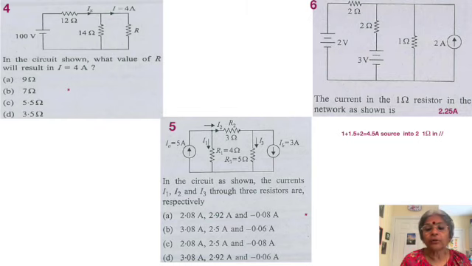Problem number 6. The current in the 1 ohm resistor, the network is shown. So we have a 2 volt source and a 2 ohm resistor. What do we immediately recall? We see that it is equivalent to a 1 ampere source with a 2 ohm resistor connected in parallel. Why do we go for that? Because we see all 2 ohms there. So now we are having another source, 3 volt and 2 ohms. That gives rise to 1.5 amps.